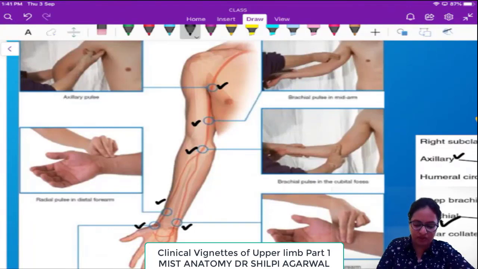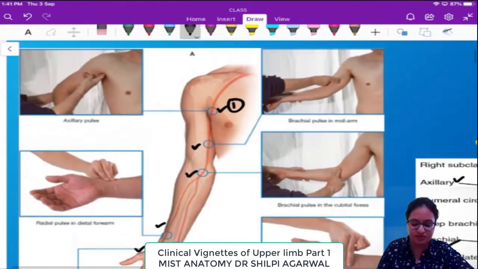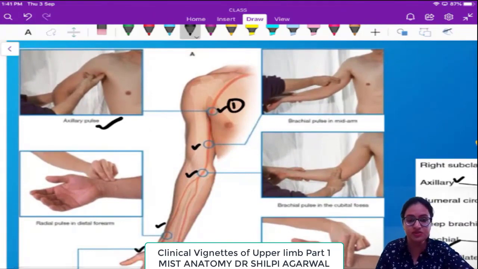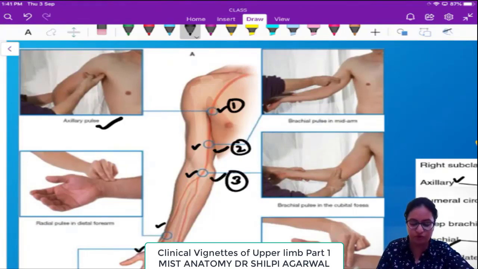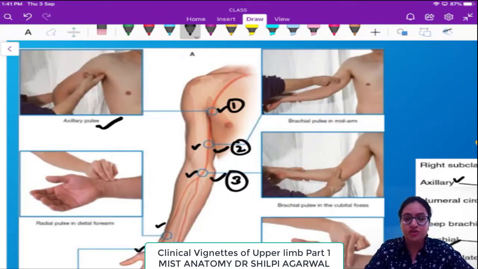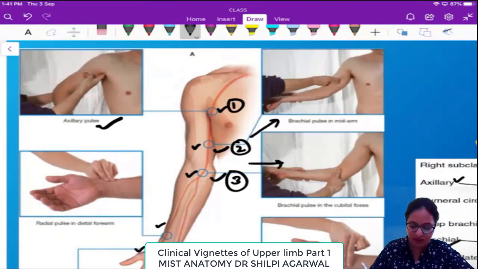First of all, we will talk about what these points are. The first point over here is the axillary pulse. The second and the third point over here: in both points, you are actually palpating the brachial artery. So this is the palpation of the brachial artery.